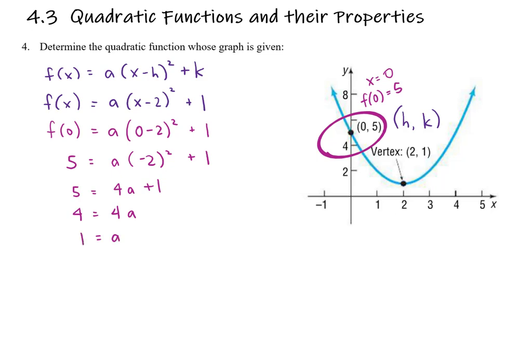So my equation is f of x is equal to 1 times (x minus 2) squared plus 1. And that first 1 is optional because it's being multiplied. So you can just say (x minus 2) squared plus 1.